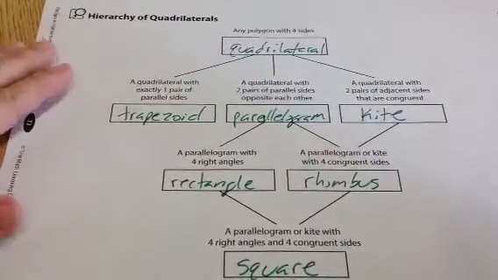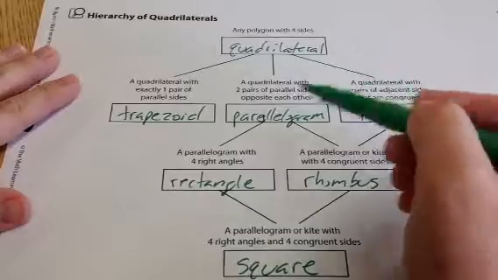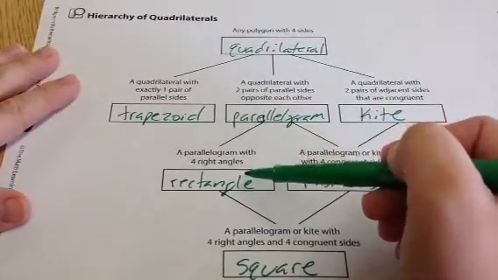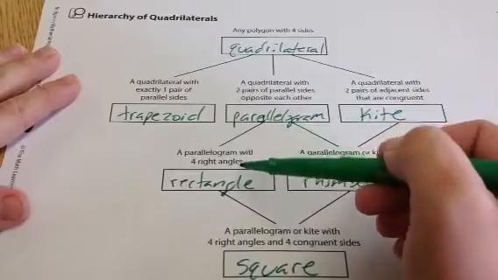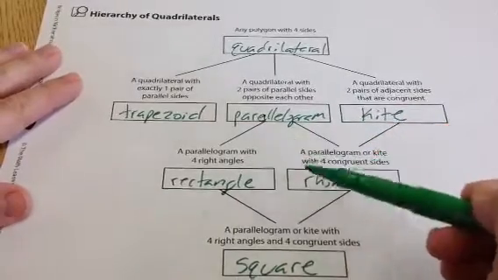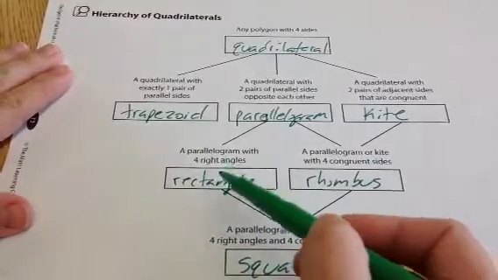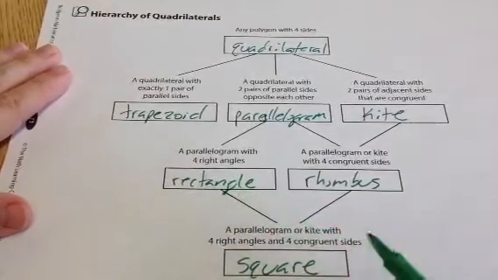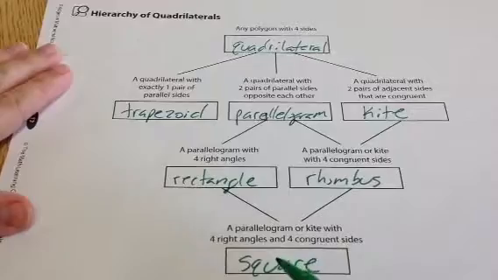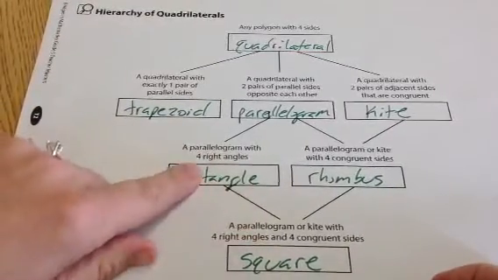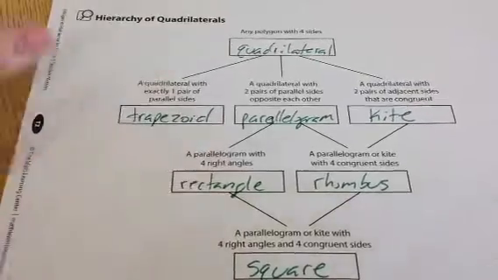But you can't trace the lineage in reverse because not all parallelograms are rectangles, because not every parallelogram has 4 right angles, so not every parallelogram can be a rectangle. Not every rectangle can be a square because most rectangles do not have 4 congruent sides. But a square can be a rectangle because a square is a parallelogram with 4 right angles.